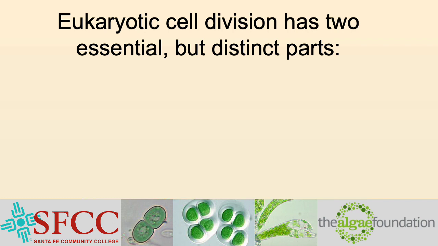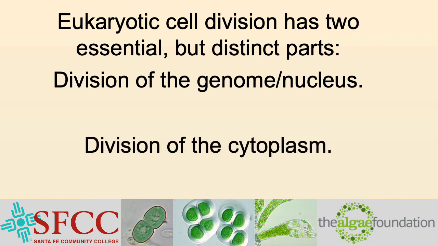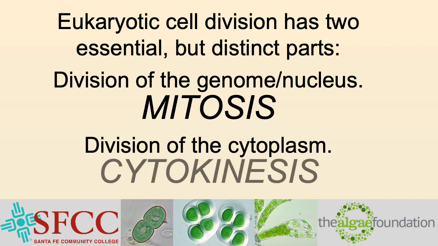Eukaryotic cell division is much more complicated than prokaryotic cell division, and it has two essential but distinct parts: the division of the genome or nucleus and the division of the cytoplasm. The division of the genome is called mitosis. The division of the cytoplasm is called cytokinesis. In general, mitosis is followed by cytokinesis, but not always.